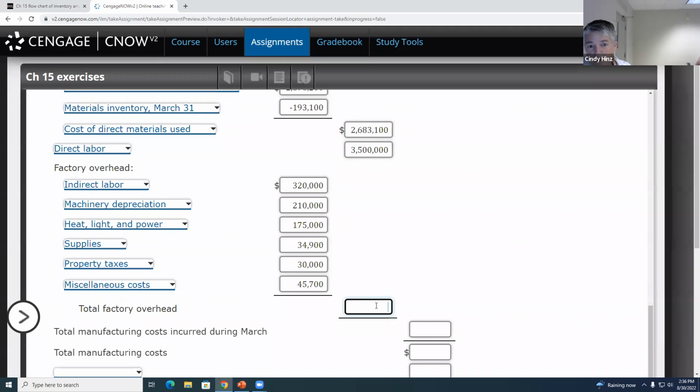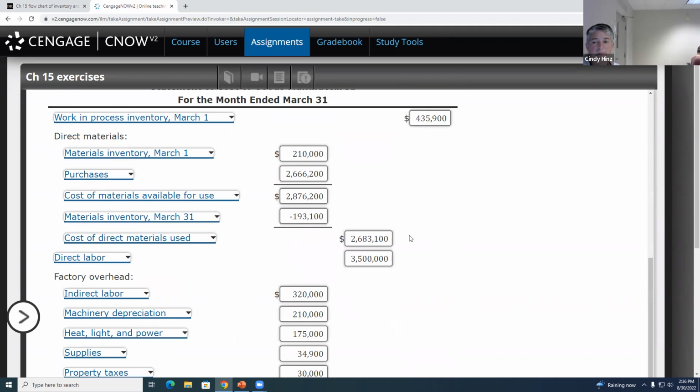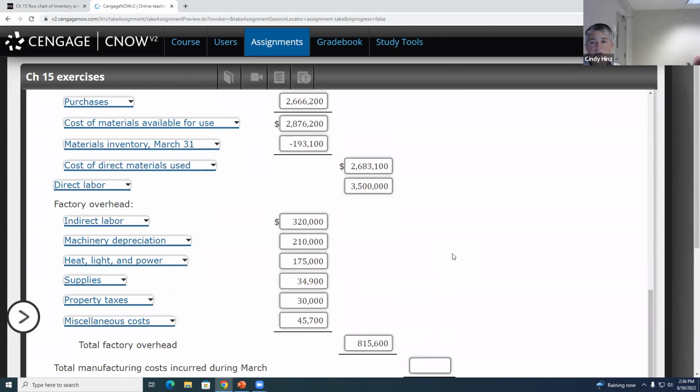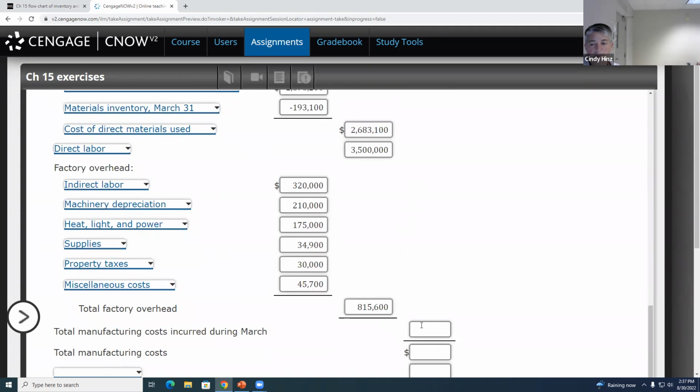And then if we add all of those together, we will have our total factory overhead that was allocated to work in process during the month. So again, we know what we started with. We now know what we've added to it. So if we add the beginning balance plus the three elements that we added to it, direct materials, direct labor, and overhead, we will have the total manufacturing costs during March, $6,998,700.